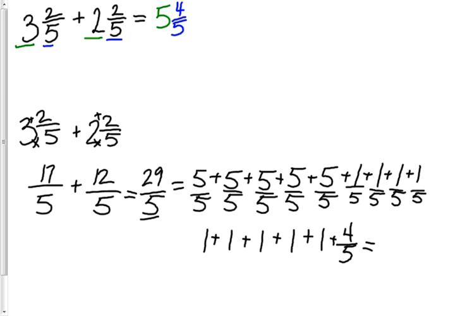So my final answer, 1 plus 1 plus 1 plus 1 plus 1 is 5. And then I add my 4/5 and get 5 4/5. So we have two different strategies to attack the same type of problem. So you can choose which idea you prefer, and good luck.